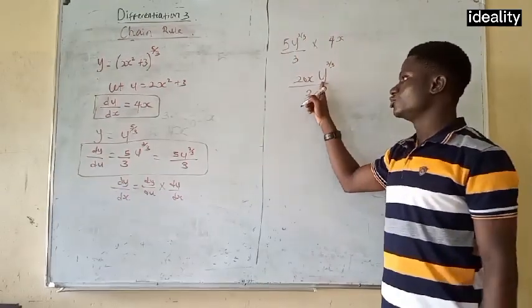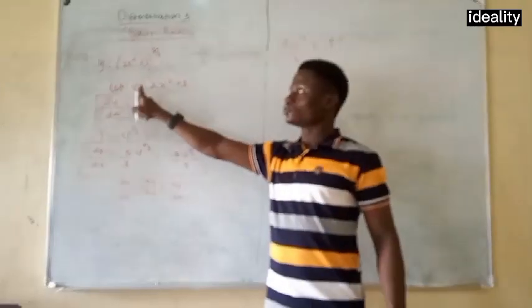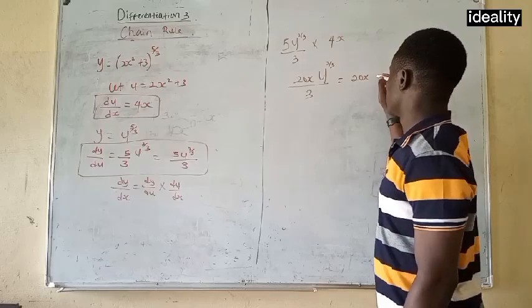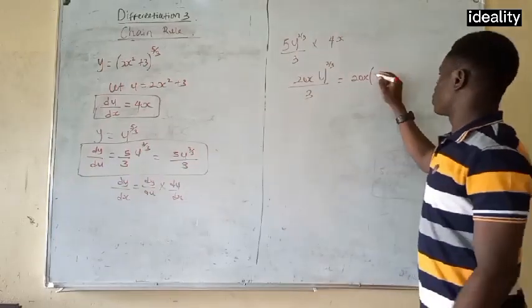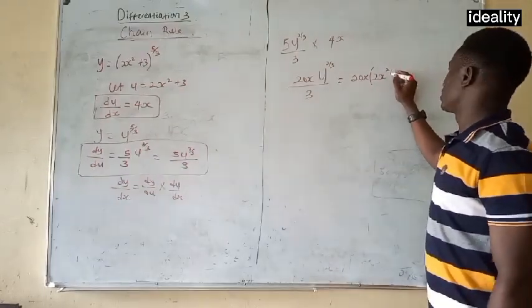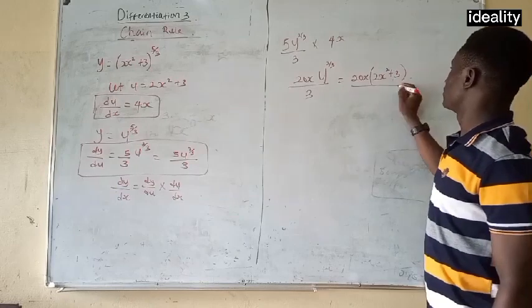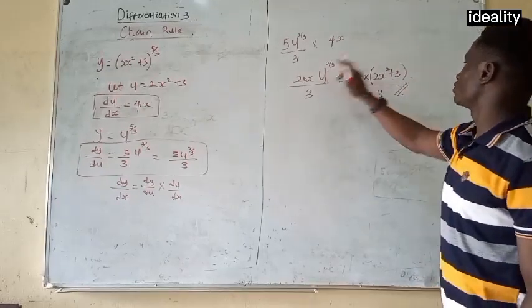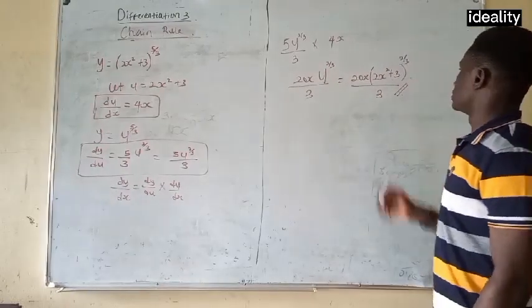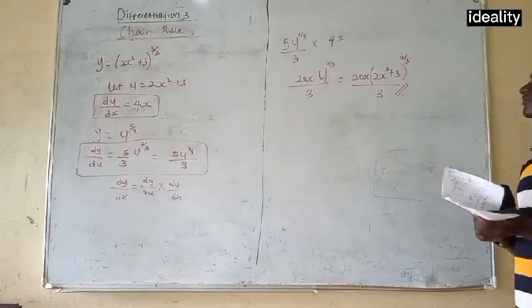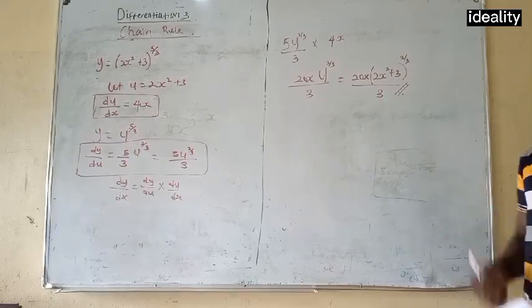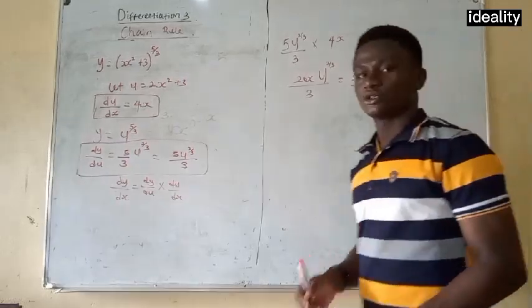But I'm not dealing with u. I have to change my u to 2x squared plus 3. So we have 20x into bracket 2x squared plus 3, everything over 3. Then this will be my u raised to the power 2 over 3. Yes, so this is my final answer for chain rule. So let's move to product rule. Let's see how it works.